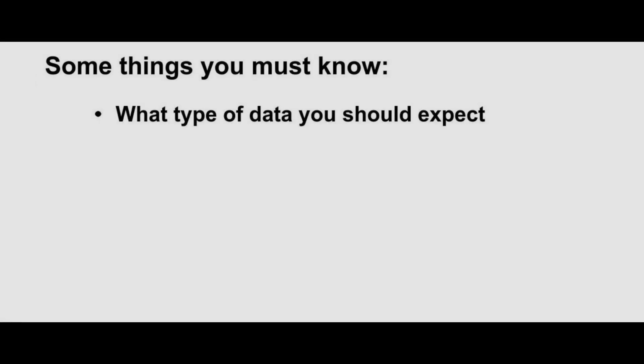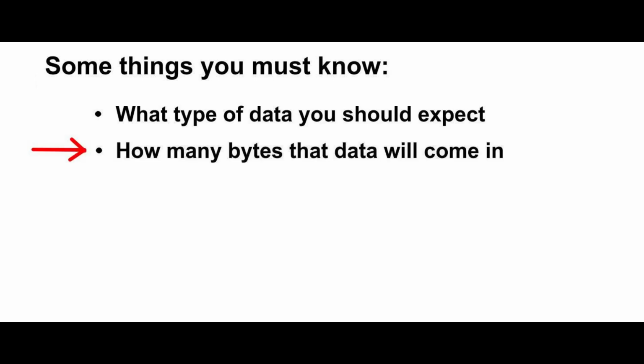The first thing you need to know when you are interpreting data received serially or just reading out of memory from a sensor is you need to know what type of data you should be expecting, because when you receive that data, there's nothing in the bytes itself that says whether you should be interpreting the data as a character or an integer. So you're going to have to get that information from the data sheet or your friend Google, perhaps. The second thing you need to know is how many bytes that data will come in, because that information is also not encoded in the data you're receiving.